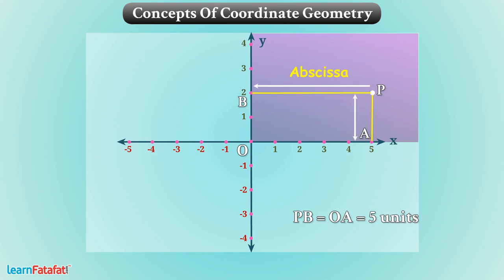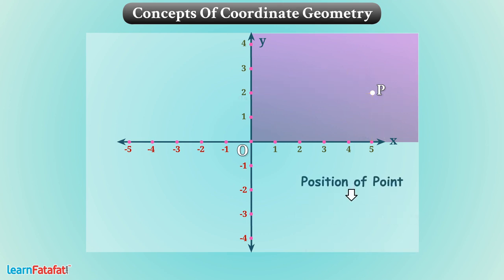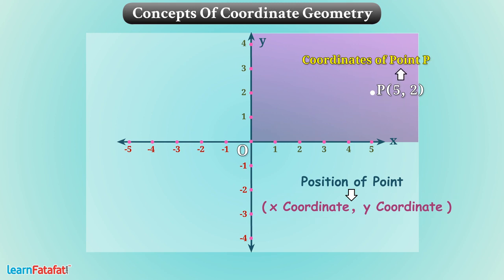Similarly, to measure the perpendicular distance of the point P from the x-axis, we move along the direction of the y-axis and measure the distance. Here, PA is equal to OB is equal to 2 units. This distance represents the y-coordinate of the point P. The y-coordinate is also called the ordinate. To write the position of the point, we write the x-coordinate first, followed by a comma and then the y-coordinate inside a bracket. Such representation is called the coordinates of point P. Likewise, we can write the coordinates of origin O as (0, 0).